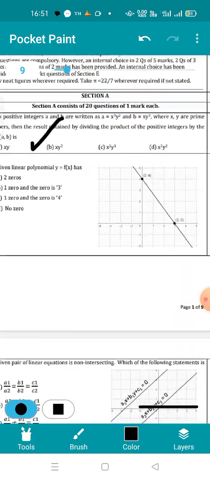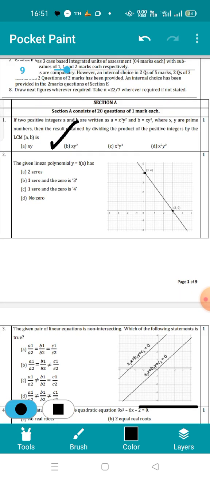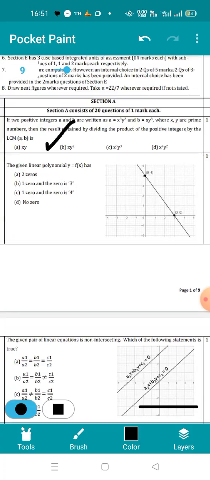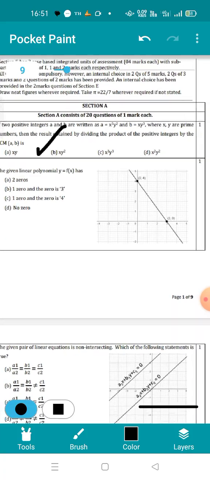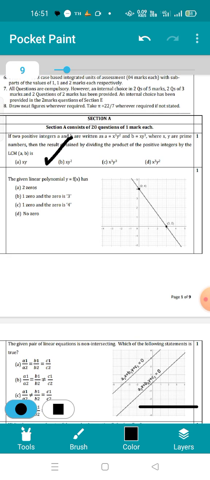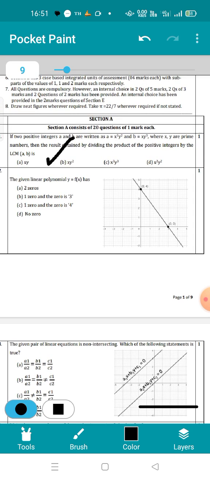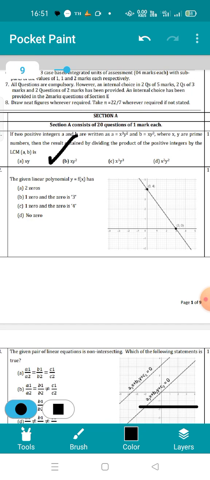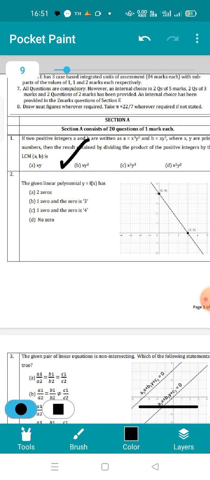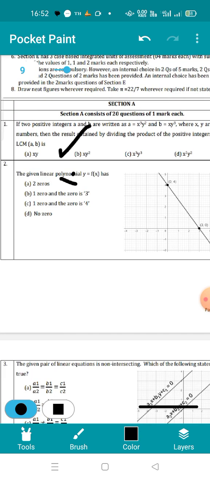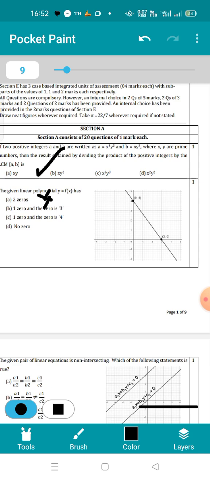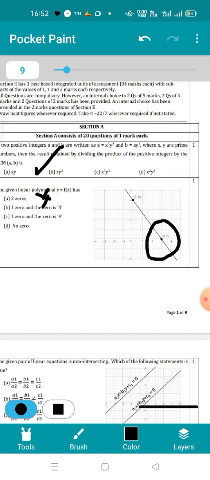The given linear polynomial f of x has how many zeros, the options being 2, 3, 4, and no zero. It's a linear polynomial. A linear polynomial graphically is represented by a line, and that's what they have shown in the adjacent graph. Now he is asking how many zeros the linear polynomial has. Remember, a linear polynomial has at most 1 zero, a maximum of 1 zero. Option A says 2 zeros, which is not at all a possibility.